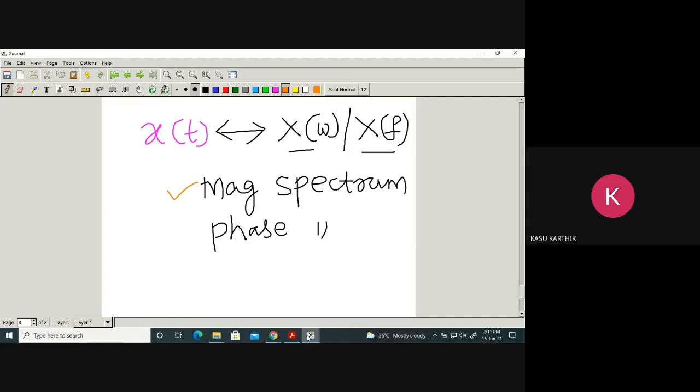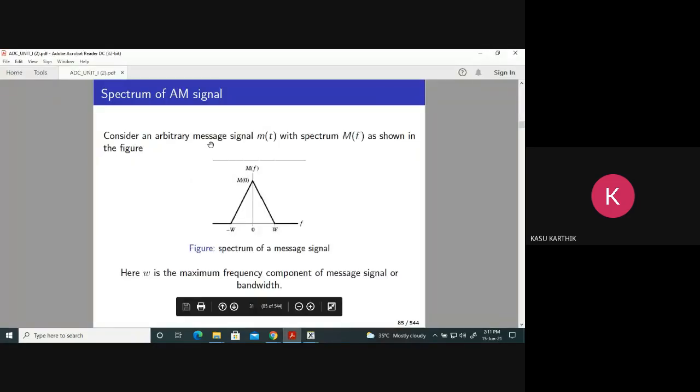Consider an arbitrary message signal m of t with a spectrum M of f as shown in the figure. This is an arbitrary shape of the spectrum; it is just an assumption. It could be any other shape, depending upon the signal. For our convenience, I am taking a triangle. In our course, I am assuming that the spectrum of m of t, that is M of f, is in this triangle shape.